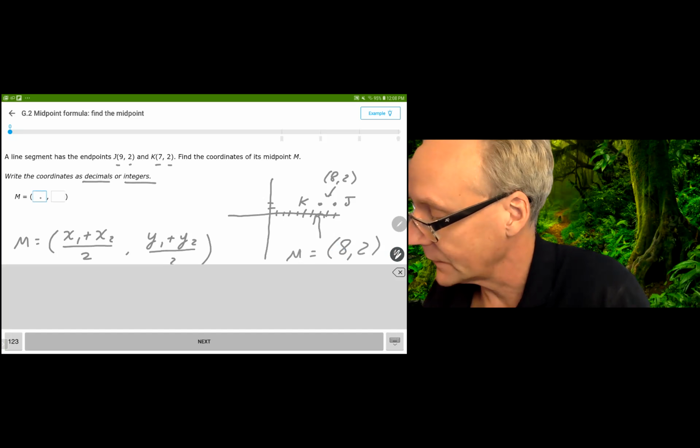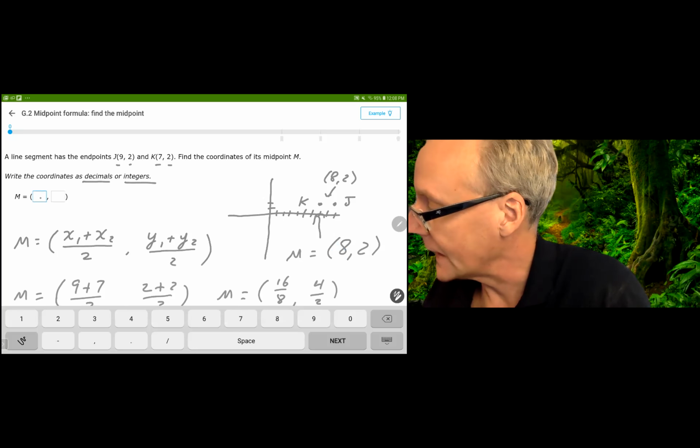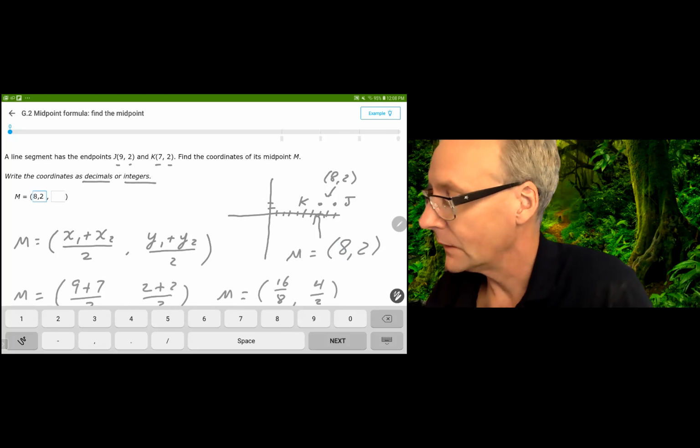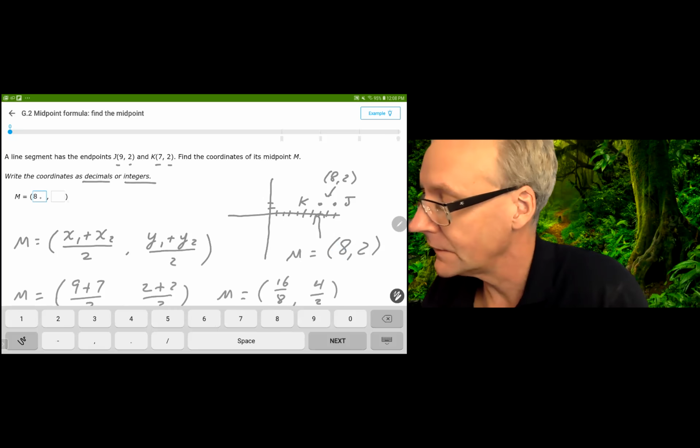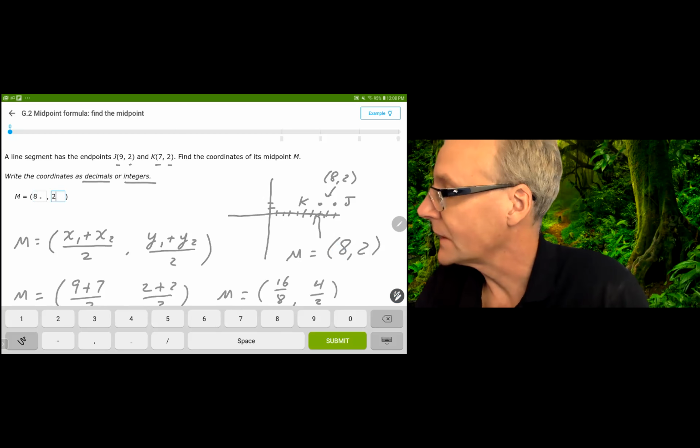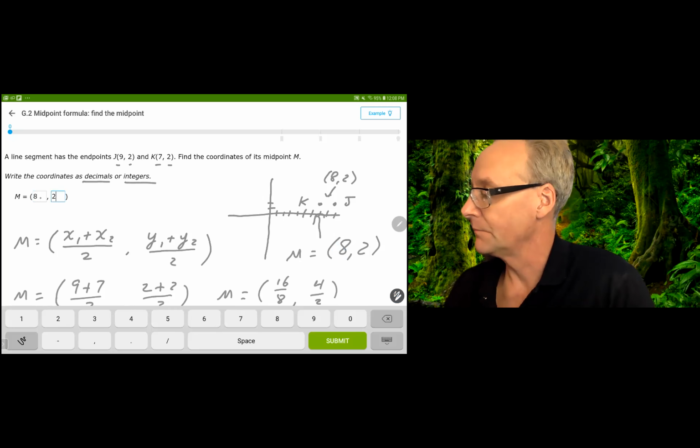I can get rid of this thing here. There we go. And so we're looking at 8, 2. Oops, sorry. Didn't need to put the comma in there. 8, 2 is my coordinate, and that is the midpoint.